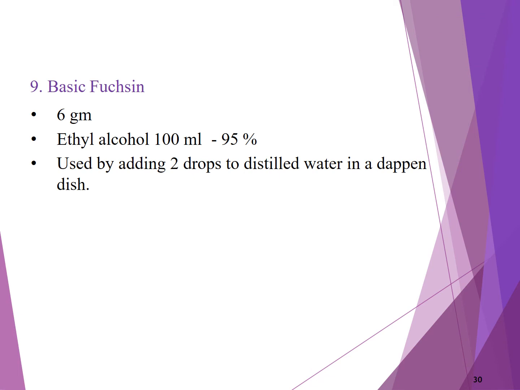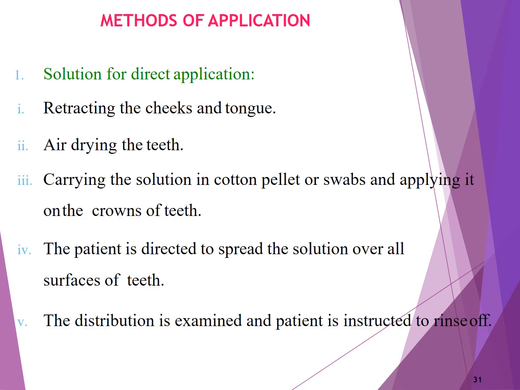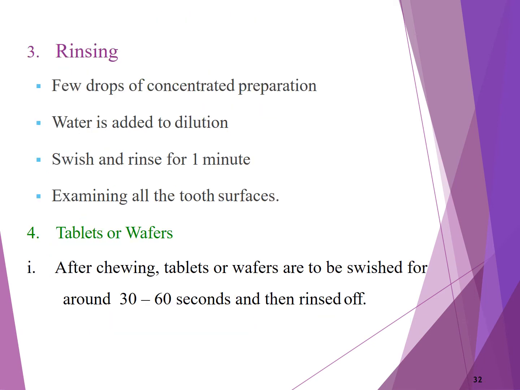Now basic fuchsin. In this, 6 gram of basic fuchsin is used along with ethyl alcohol, used by adding 2 drops of distilled water in a dampened swab. Methods of application: solution for direct application. Retract the cheek and tongue, air dry the teeth, carry the solution in a cotton pellet or swab and apply it on the crown of the teeth. The patient is directed to spread the solution over all surfaces of the teeth. The distribution is examined and the patient is instructed to rinse.